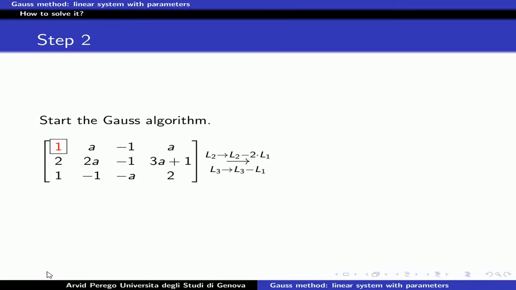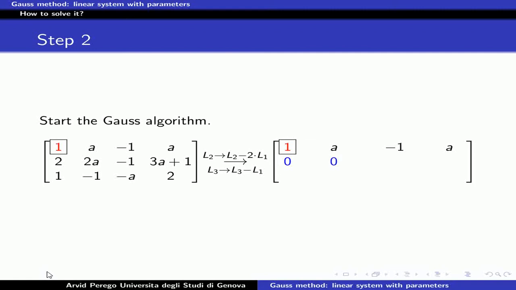The first row of the matrix remains unchanged, while the second and the third get some modifications. The first coefficient of the second row is 2 minus twice 1, so 2 minus 2, which gives a 0. The second is 2a minus twice a, so 2a minus 2a, which gives a 0. Then you have minus 1 minus twice minus 1, which is minus 1 plus 2, which gives a 1. Then you have 3a plus 1 minus twice a, so 3a plus 1 minus 2a, which gives a plus 1.